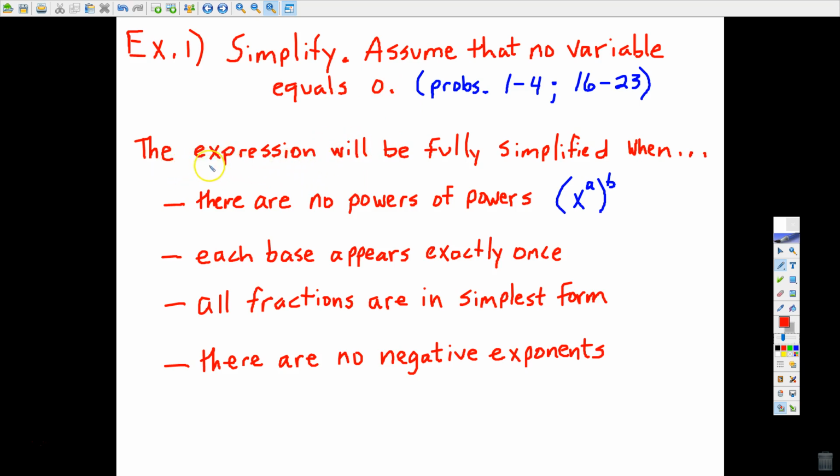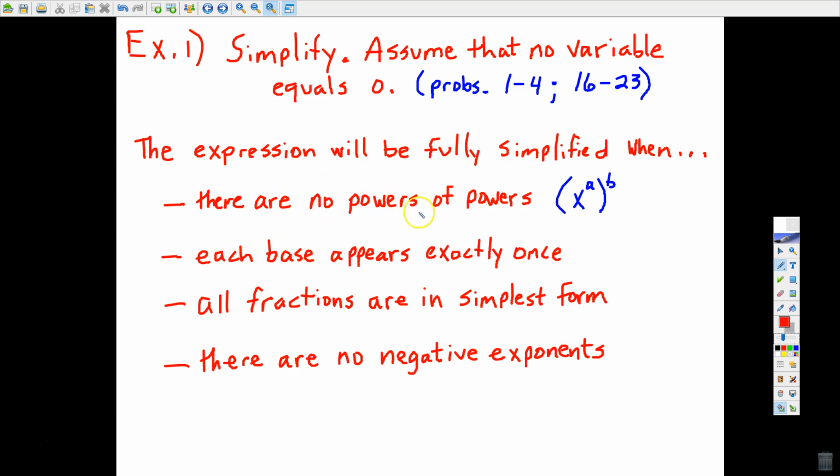Here's something that I think will be important, because I always have the question, how do I know when I'm fully simplified? How do I know when there's nothing else that can be done? Well, there's basically 4 ways you will know. Before we get into the actual problems, let's just set them up by making sure you understand when an expression is fully simplified.